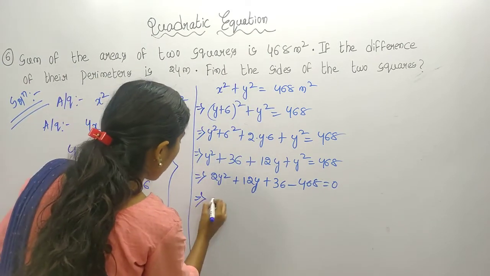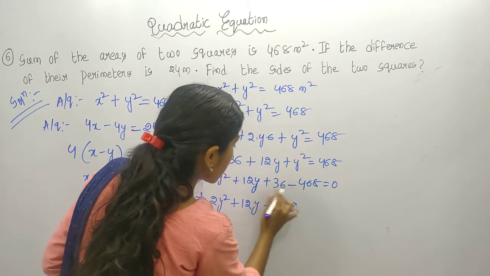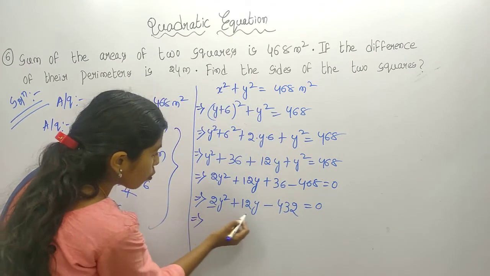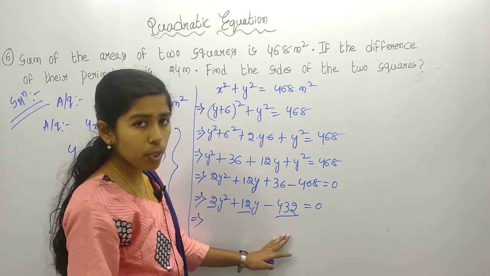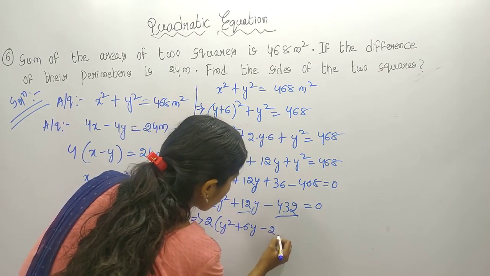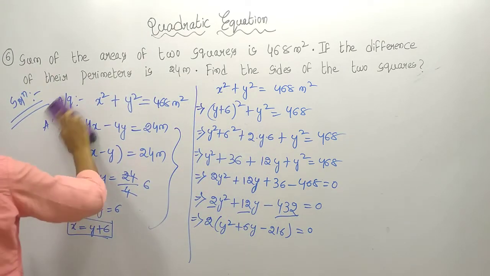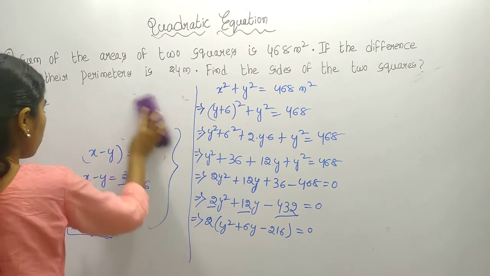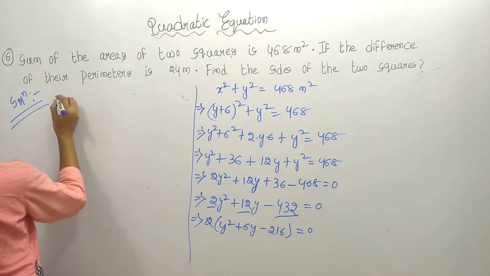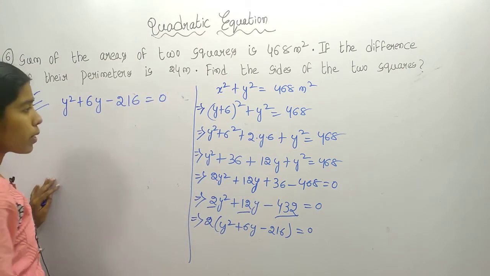Okay, so that implies 2y square plus 12y minus 432 equals 0. So that implies here you see 2, 12, 432. These are multiples of 2, so we can take common 2. So y square plus 6y minus 216 equals 0. So what is the equation now? So now the equation is y square plus 6y minus 216 equals 0. Okay, now we will factorize the equation.